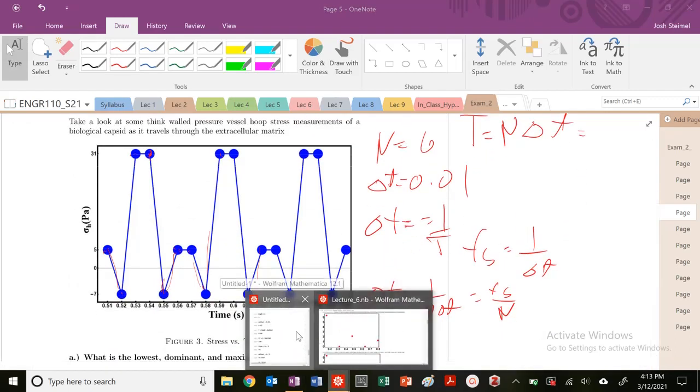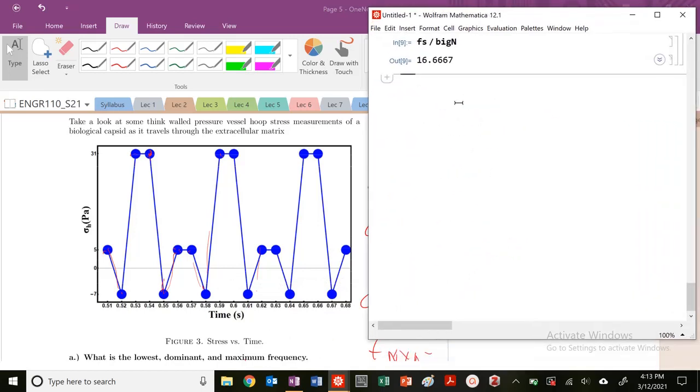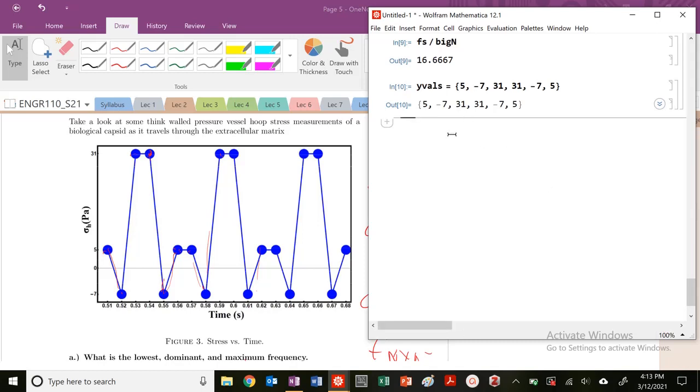I'm going to treat this function again as a Fourier series. I don't even need to look at my time data, I just need to pull in my raw y values. So my y vals equals 5, minus 7, 31, 31, minus 7, and then 5, and then repeat: 5, minus 7, 31, 31, et cetera. So that is my periodic function here.